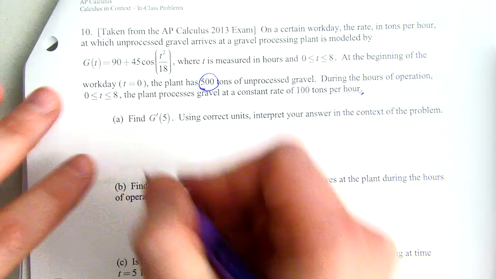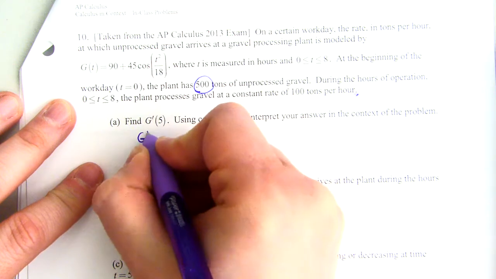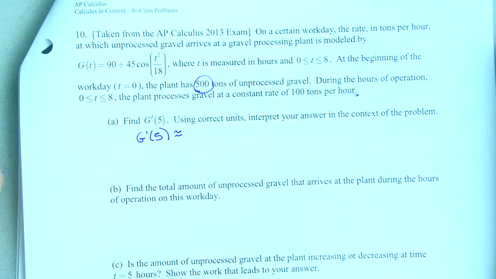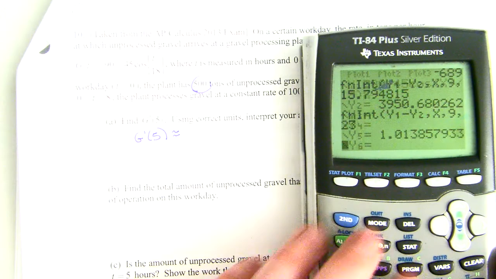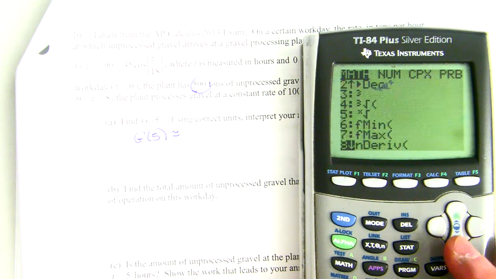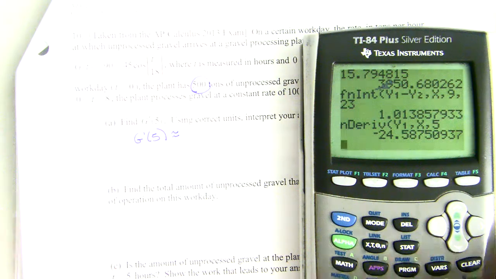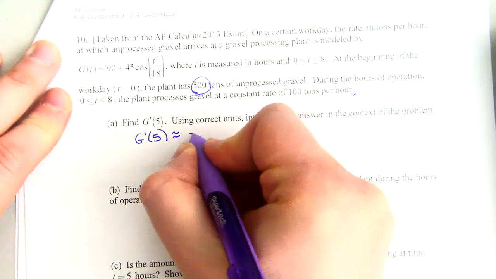How about you do this? Go find g prime of 5 using nderiv on the calculator, and then see if you can tell me what this means. We looked at some problems like this yesterday. Give me the number and give me an explanation. Okay, I'm going to go use nderiv. Negative 24.588.